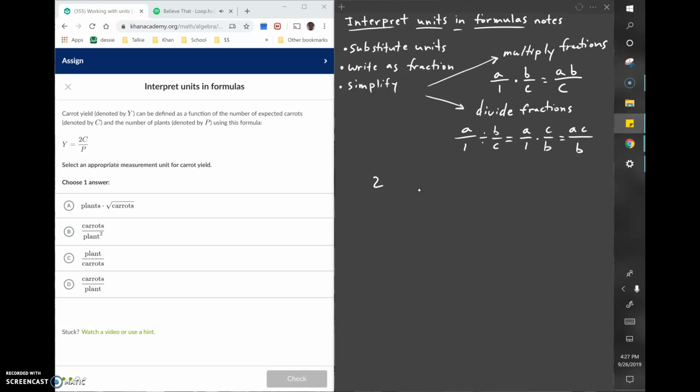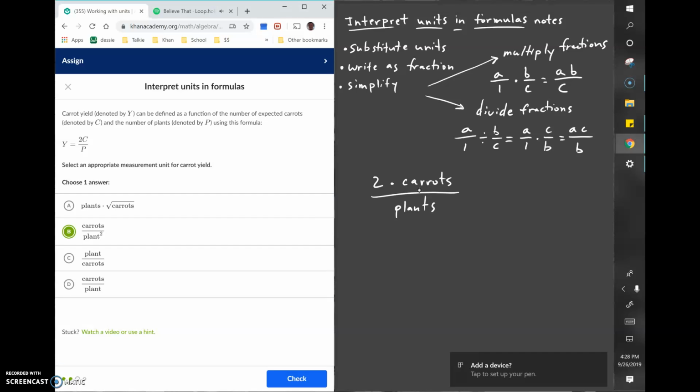Well, 2 times C, which is carrots, divided by P, which is plants. Looking at the options, double the carrots divided by number of plants. Carrots divided by plants. Done.